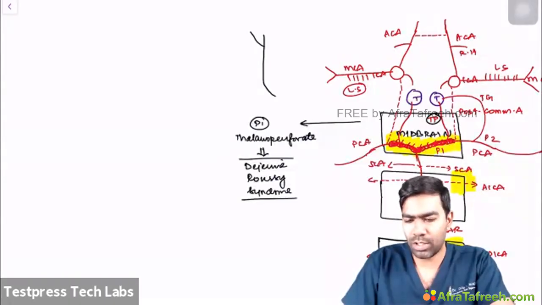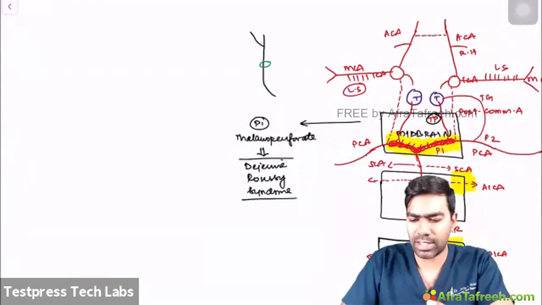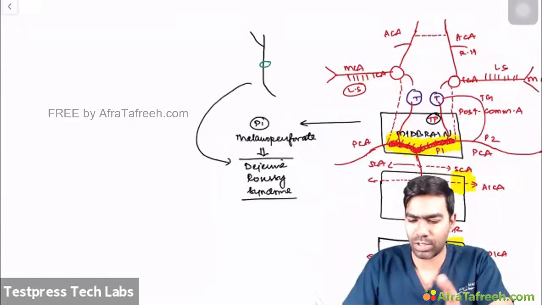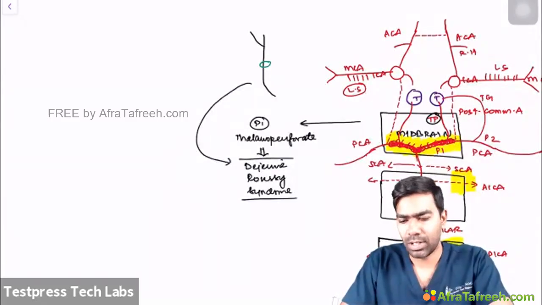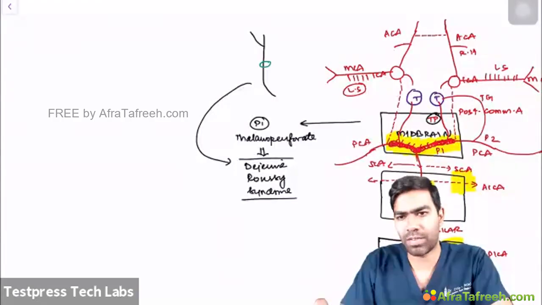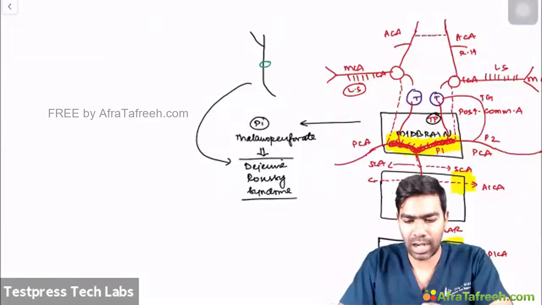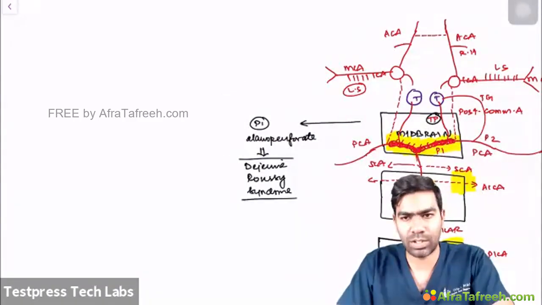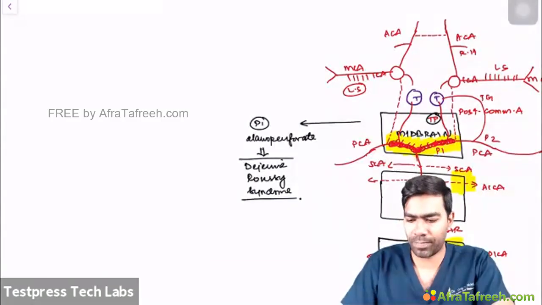So in these circumstances, where you get a single thalamoperforate artery instead of two thalamoperforate arteries, that is where Dejerine-Roussy syndrome is extremely common. When there are two thalamoperforate branches, the syndrome is not quite common. But if you have a single thalamoperforate branch, you will get the syndrome. That is where it's going to be extremely common.